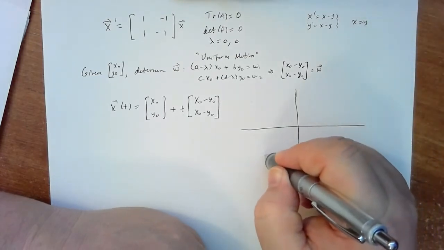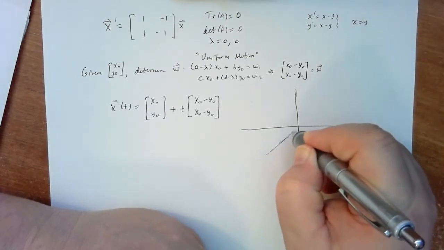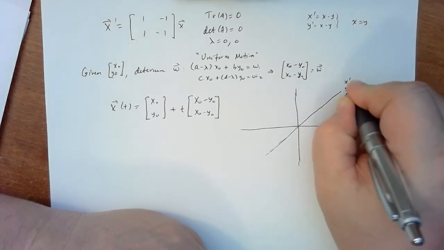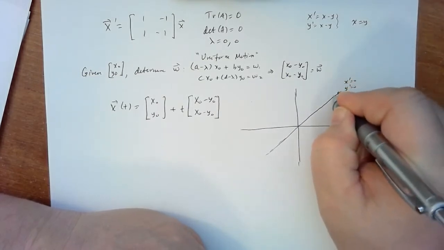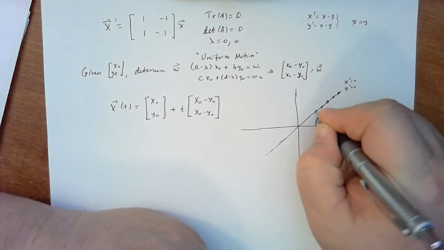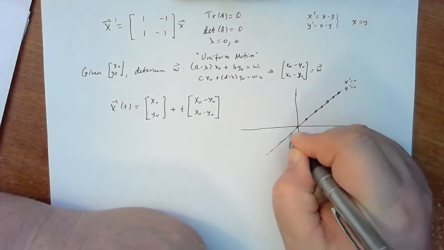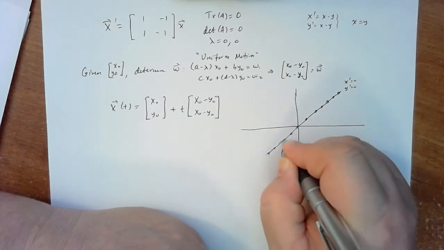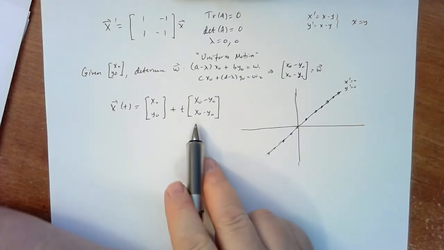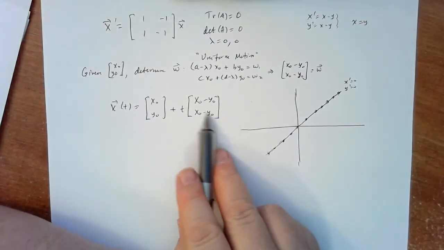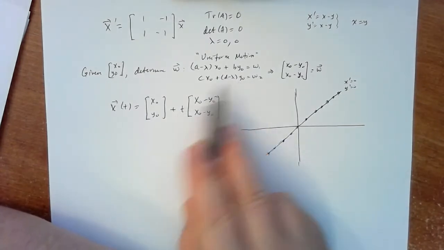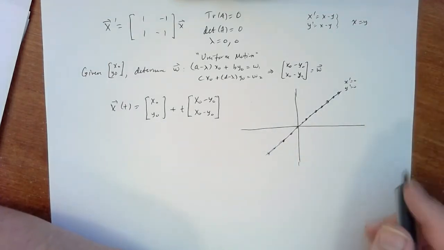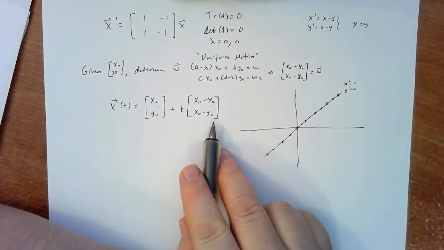And so along x equals y, both x prime and y prime are equal to 0. So these points are all fixed. Okay. And you see that in here, right? Because if x0 equals y0, that zeroes out the t, and you're just left with that. Very good.